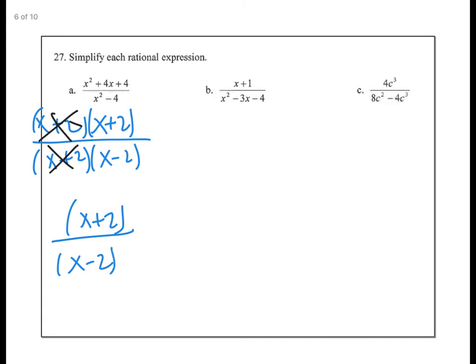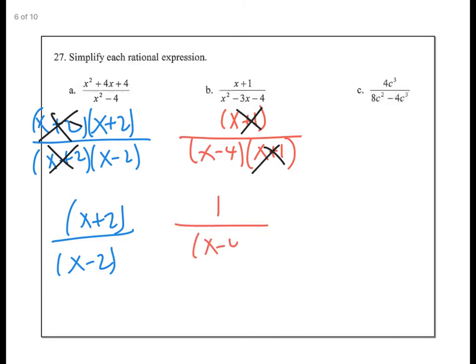Middle one, the top's factored already. It's just a binomial. Bottom, when I factored it, I had x minus 4 and x plus 1. Again, worked out nicely. You can take an x plus 1. There's just a 1 on top now, and then x minus 4. That would be my final answer for B.